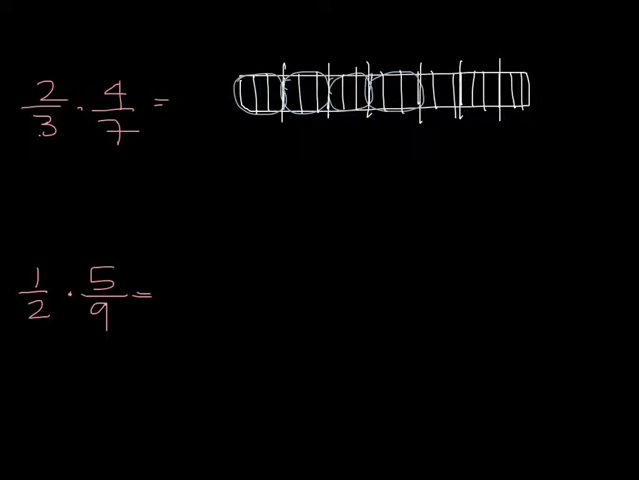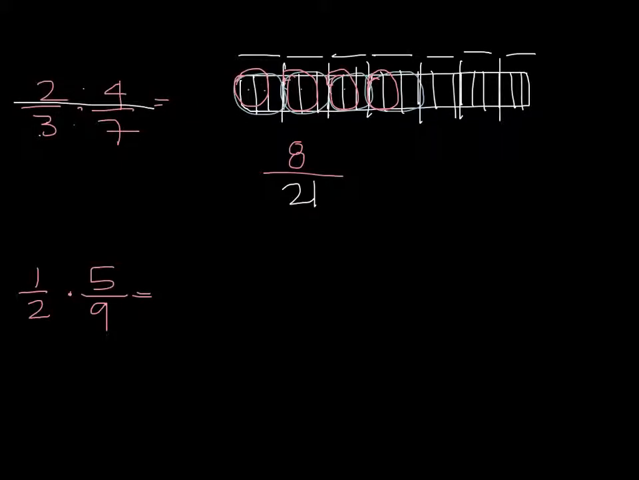Let's take 2 of each of these. 2, 4. 2, 2, and because we're not including these, we don't have to worry. But how many do we have? Now we have 1, 2, 3, 4, 5, 6, 7, 8. 8 out of how many? Well, this is 3, 6, 9, 12, 15, 18, 21. 8 out of 21. Or, to simplify, if you use the multiplication method, 2 times 4 is 8. 3 times 7 is 21.